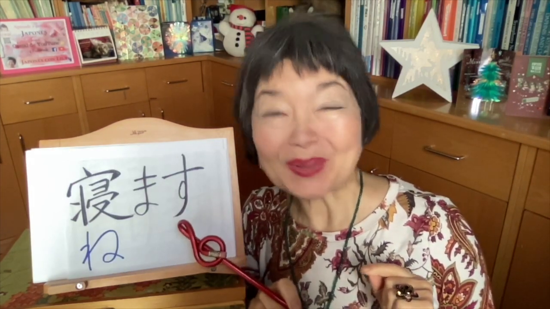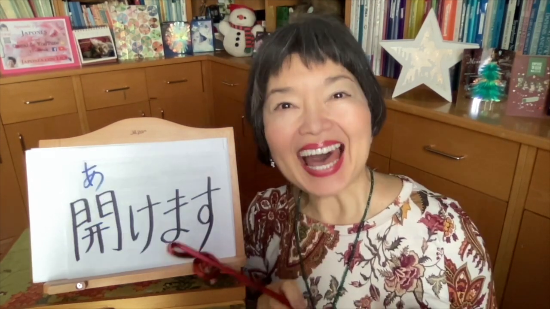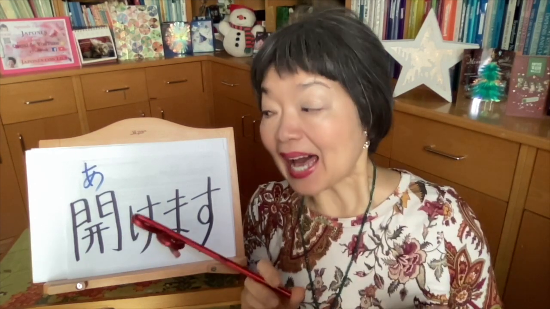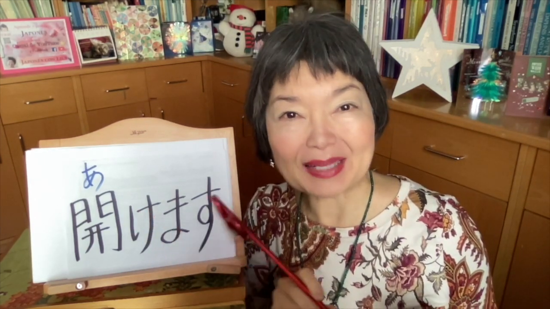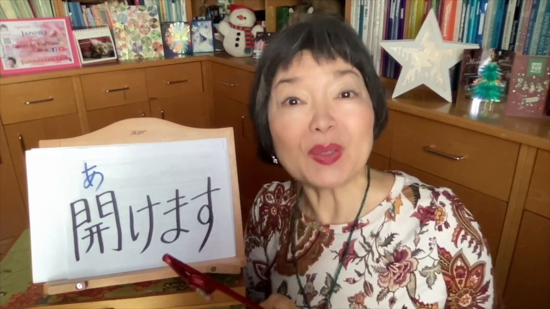寝ます, go to sleep or to sleep. So this is the second group. Ne sound and mas. So 寝て, sleep. 開けます, to open. This is also the second group. 開け, the e sound before mas. 開けて, this is open, like open the window.